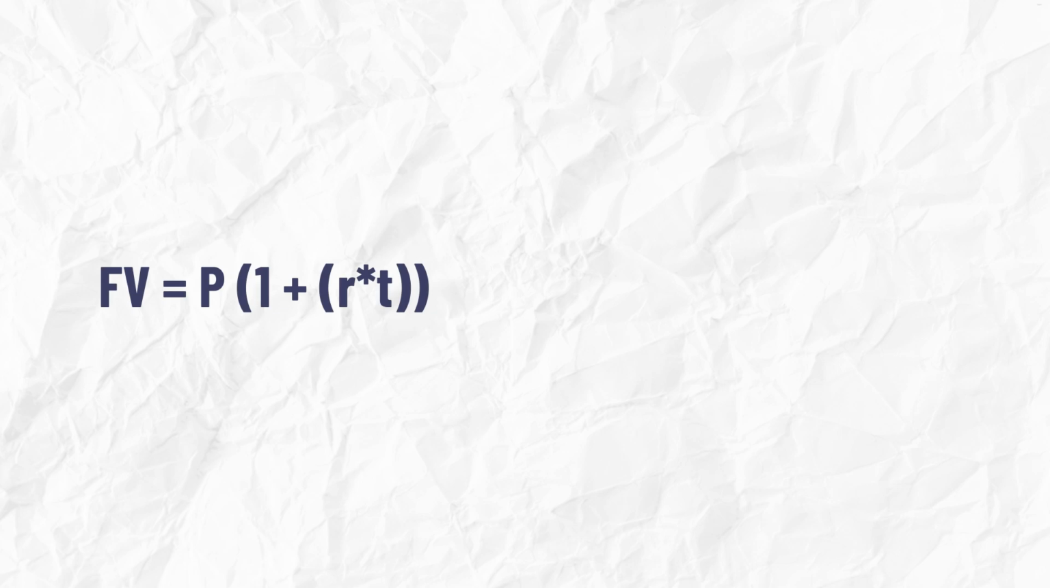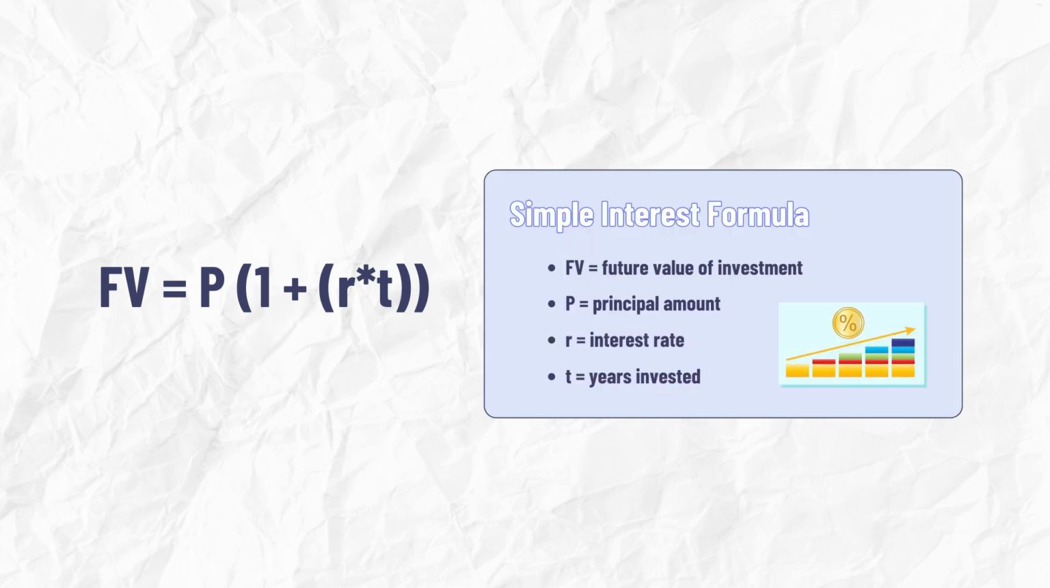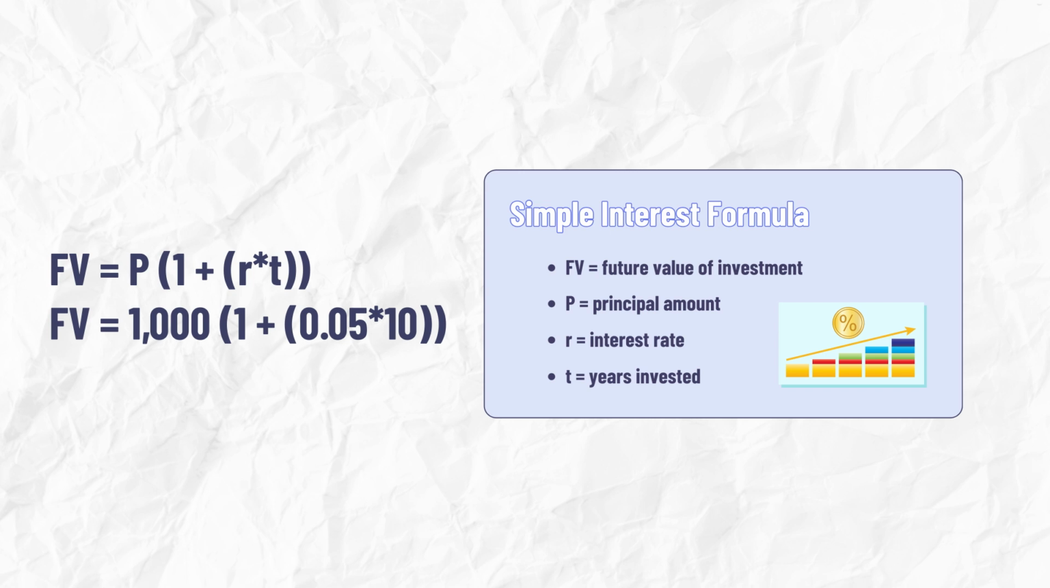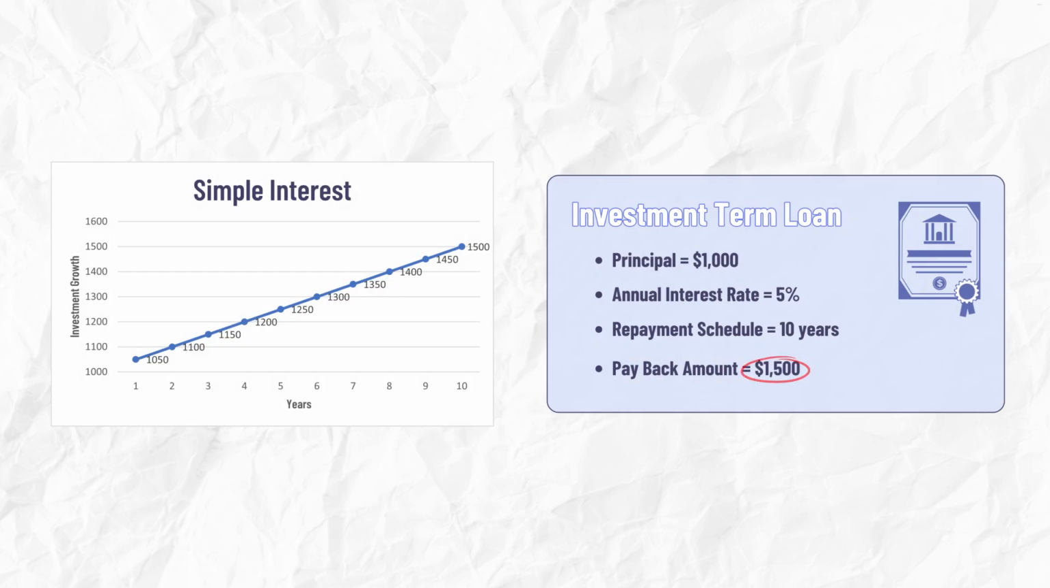To calculate the future value of his investment, use the simple interest equation where FV equals P times 1 plus R times T, where FV is the future value of the investment, P is the principal, R is the annual interest rate, and T represents the years invested. In this case, P would be 1,000. R is the 5% annual interest expressed as a decimal, and T is 10 for the years invested until the repayment date. In total, his investment would have grown to $1,500.